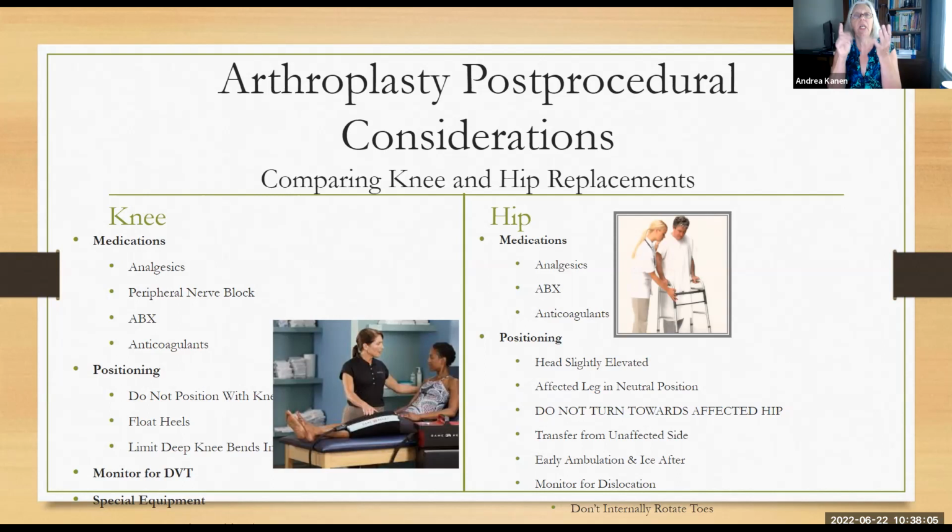We do want to provide them with elevated toilet seats, because again, for them to get up and down, we don't want them getting too bent, too low down. So raised toilet seats and chairs, grab bars on things, definitely a shower chair, and then a walker when they start to ambulate, because again, they're going to need that added support.